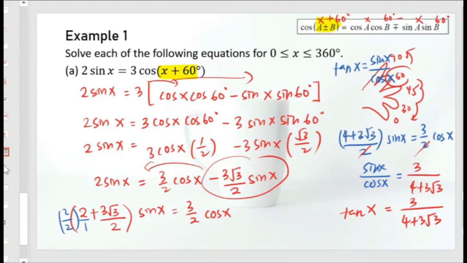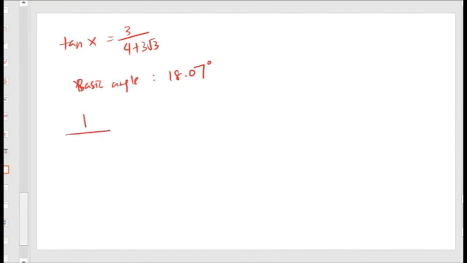Okay, after this, we need to find the basic angle for this one. Shift tangent the value. So what is your value? If you get the value for the tangent x is 3 over 4 plus 3 square root 3, then we find the shift tangent, so you get the basic angle will be 18.07 degree. Then it's positive, so your tangent positive.